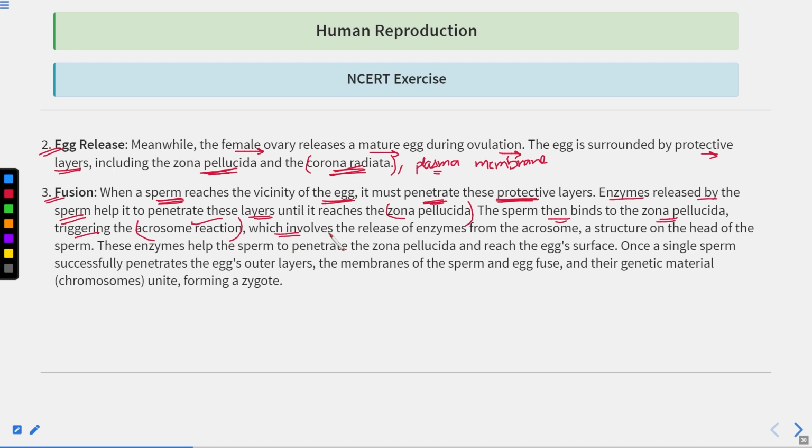So the acrosome reaction involves the release of the enzyme from the acrosome, a structure on the head of the sperm. Now these enzymes help the sperm to penetrate the zona pellucida and reach the egg surface. Once a single sperm successfully penetrates the egg's outer layer, the membrane of the sperm and the egg will fuse, and their genetic material, meaning the chromosomes, will unite and form the zygote. So what happens? The nucleus of the sperm and the egg fuse with each other first. All right, and then a diploid structure is formed known as the zygote. Clear?